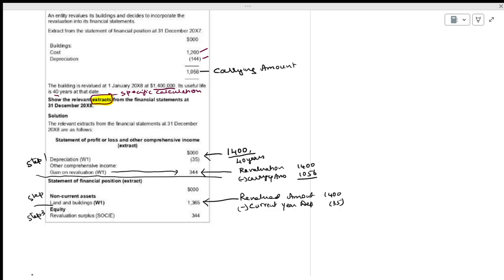Whatever revaluation gain you got, how much is it? You got a revaluation gain of 344. Where do you have to show that revaluation gain? In the statement of changes in equity, under the heading revaluation surplus.